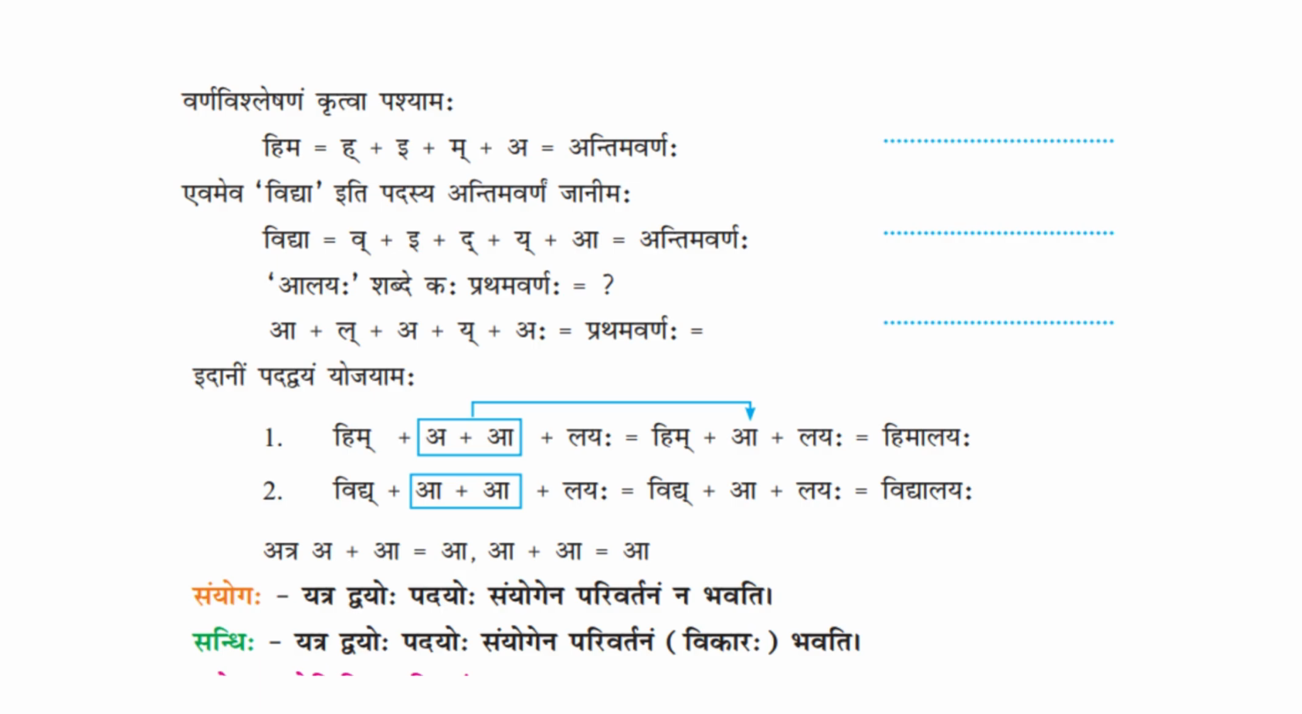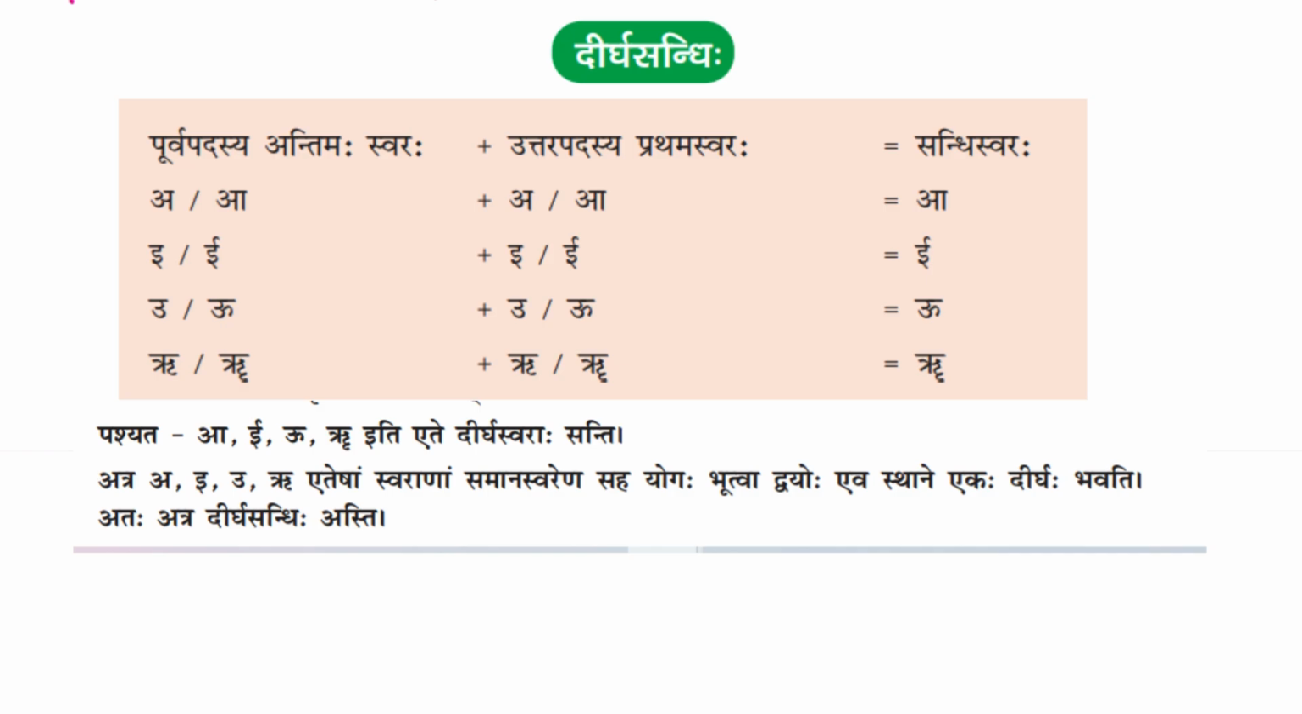No, we are adding Alayaha with Vidya. So we have to see the first letter, that is A. So here A, here also A. What do you get when you add A plus A? A plus A is A. So the answer is Himalayaha. Here in Vidya, ending letter is A. In Alayaha, beginning letter is A. And when you add it together, it becomes Vidyalayaha. So this is the starting of Dirgha Sandhi.